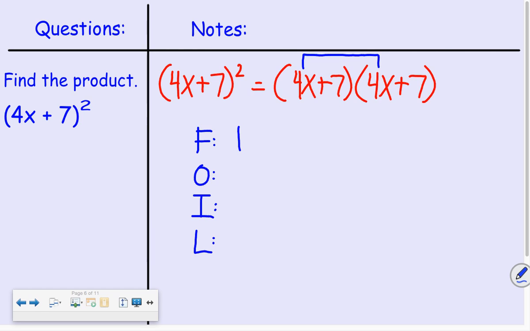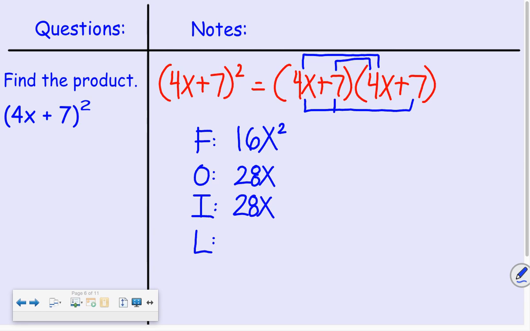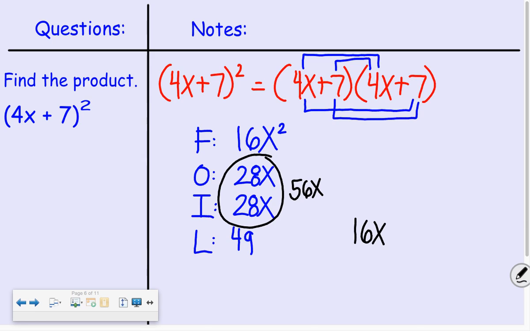First, so 4x times 4x is 16x squared. Outer, 4x times 7 is 28x. Inner, 7 times 4x is 28x. 7 times 7 is 49. And once again, you'll see that our O and I made 28 both times, to make 56x, and then my answer is 16x squared plus 56x plus 49.